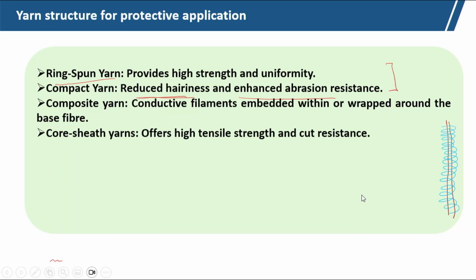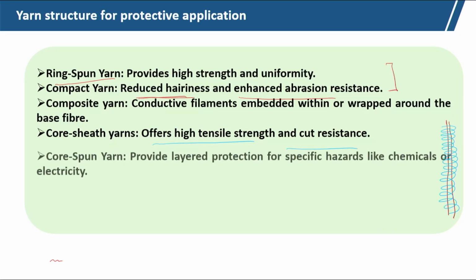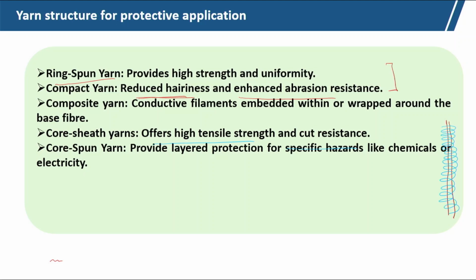Core sheath type yarn is also possible, where high strength fibers are used at the core, and in the sheath we can use different fibers to create yarns for different types of application, like cut resistant yarn. Core spun yarn provides layered protection for a specific hazard like chemical or electricity. So, different types of yarn we can produce.